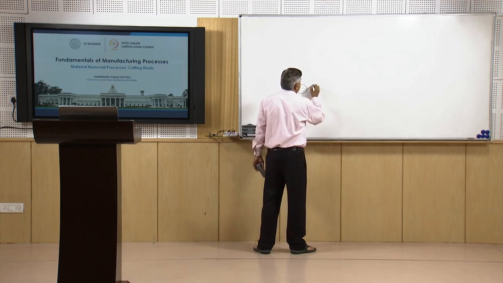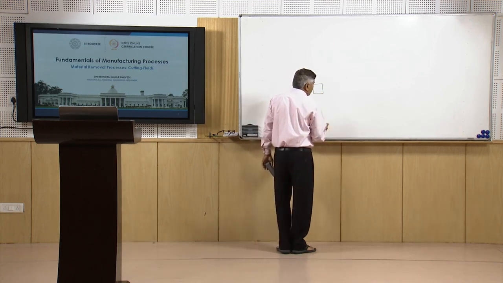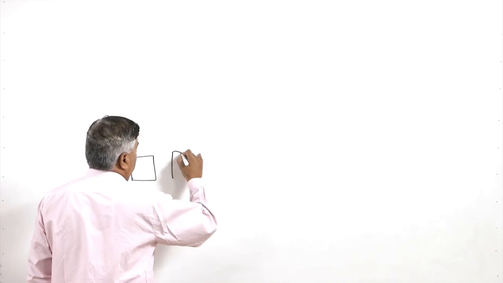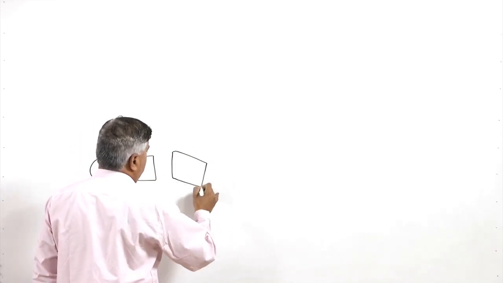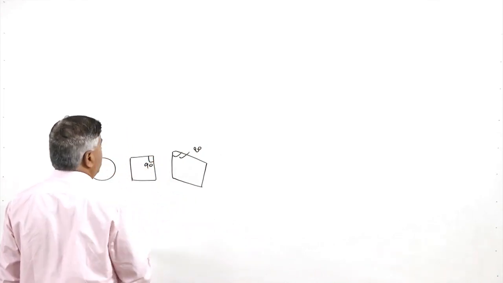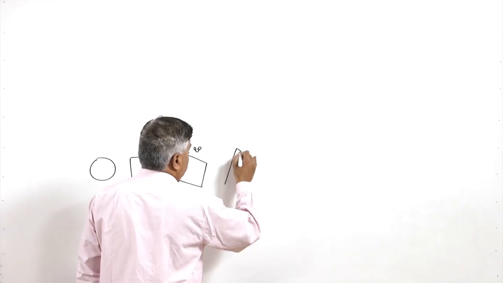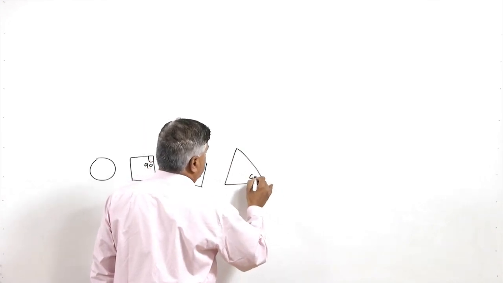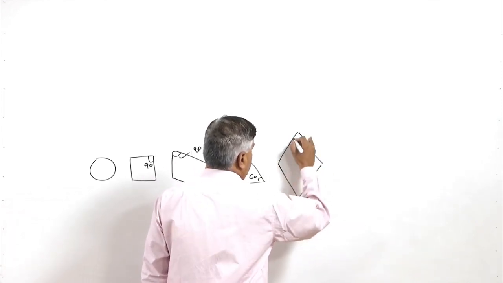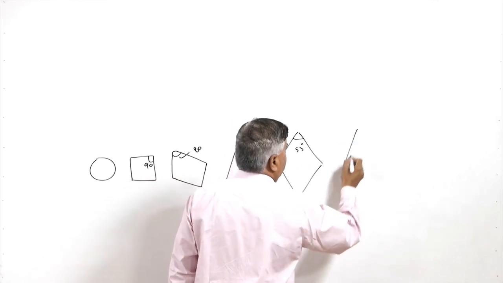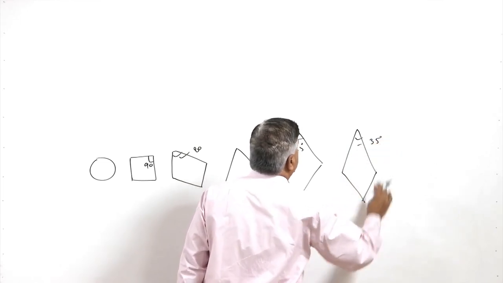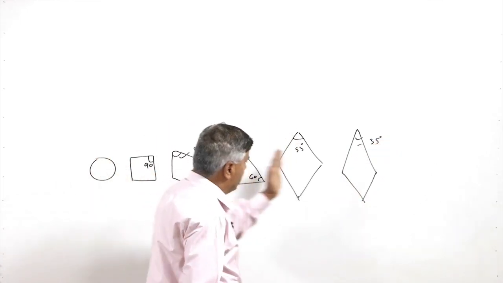Another one where the insert will have the cutting edges at 90 degree, then another one where the cutting edges are at like 80 degree. So, this included angle is 80 degree, this angle is 90 degree, and then another insert is having the included angle 60 degree, then we may have 55 degree, like this, or even 35 degree like this. So, we see the included angle is getting reduced from this side to this side.